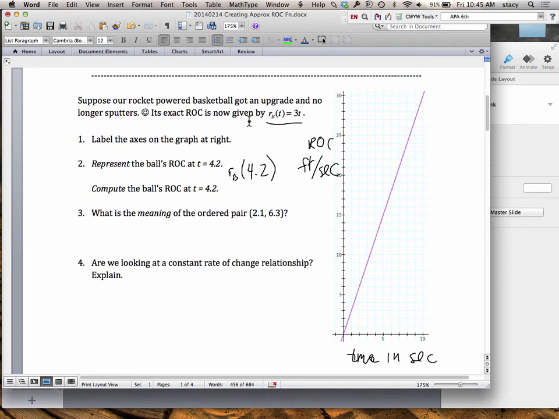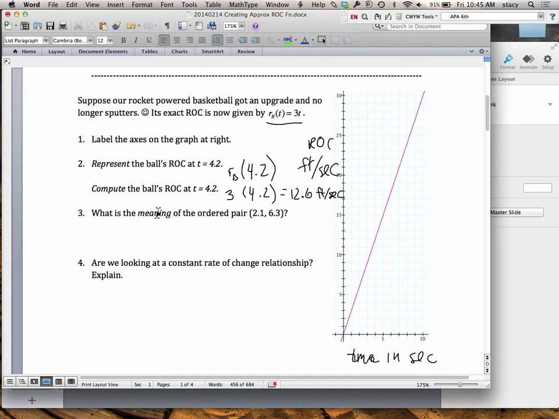I have the formula, right? So if I have the definition of this function, I can compute that by doing 3 times 4.2. So that gives me 12.6. What are the units on that? Feet per second. Okay, so this is not the ball's height at 4.2 seconds. This is the ball's rate of change at 4.2 seconds.